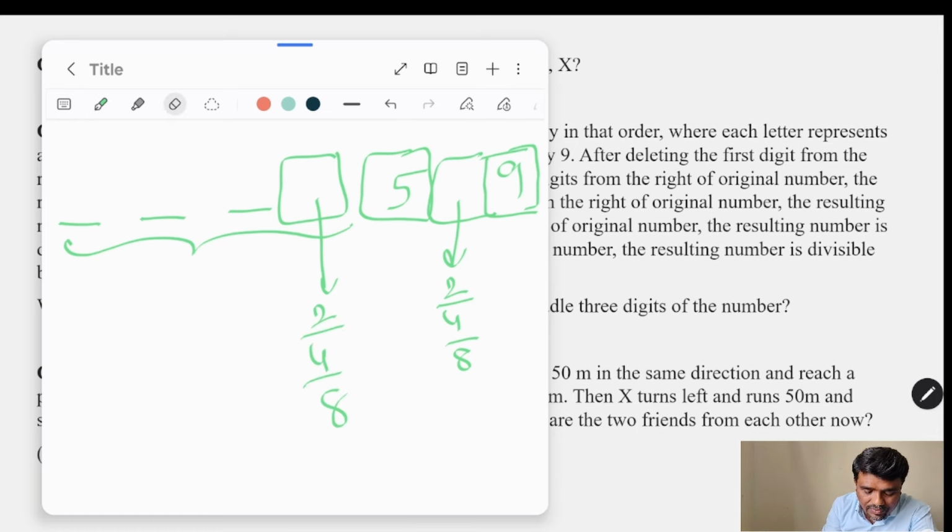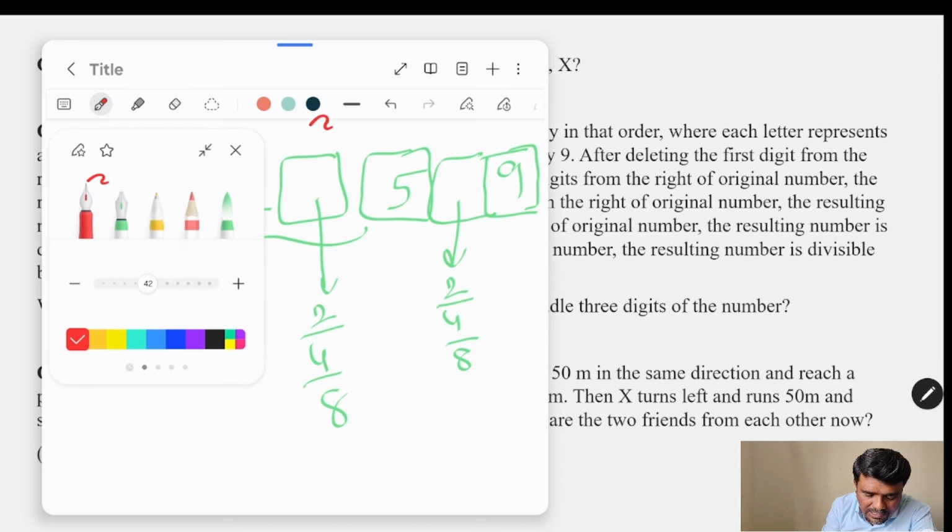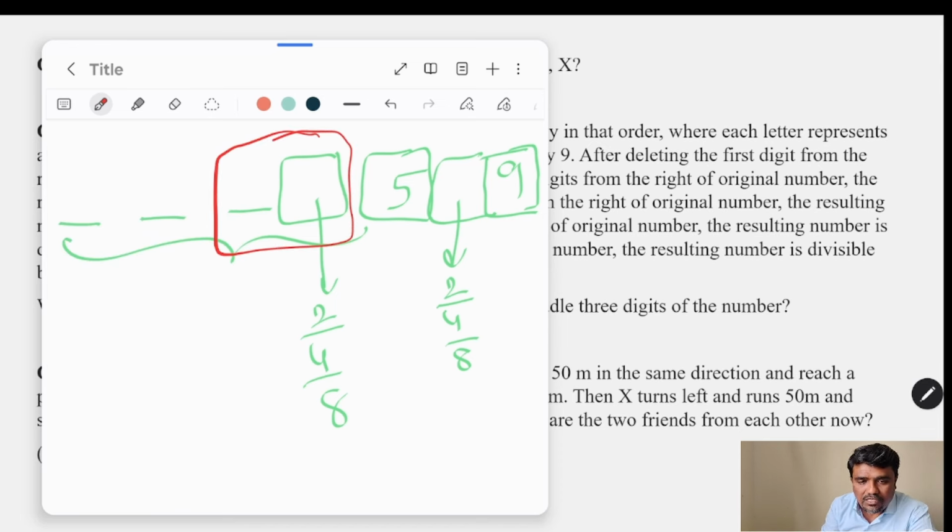Not only that, since this number is divisible by 4, what is the divisibility rule for 4? Last two digits must be divisible by 4. That is the divisibility rule of 4. That means whatever the number formed by these two digits must be a multiple of 4. Remember this point. I will use this later once again.